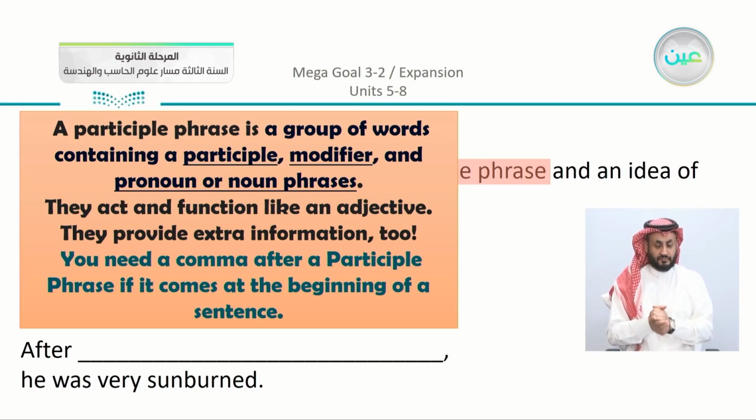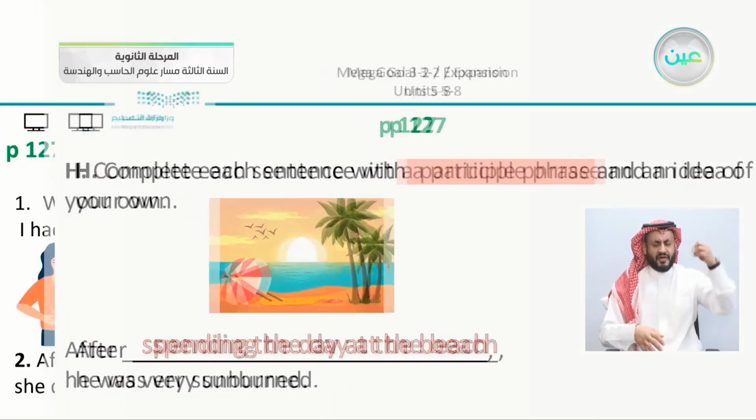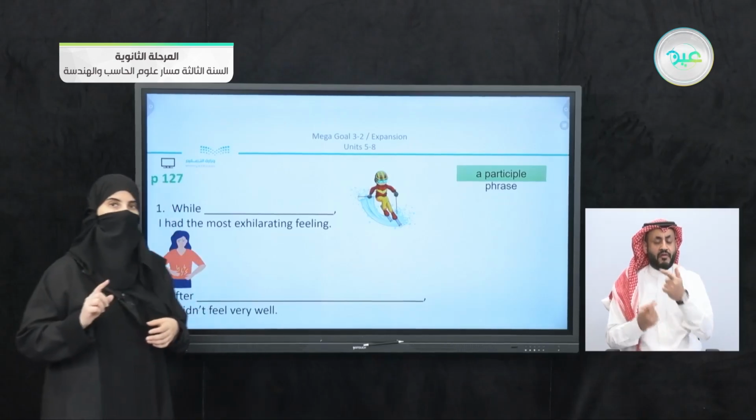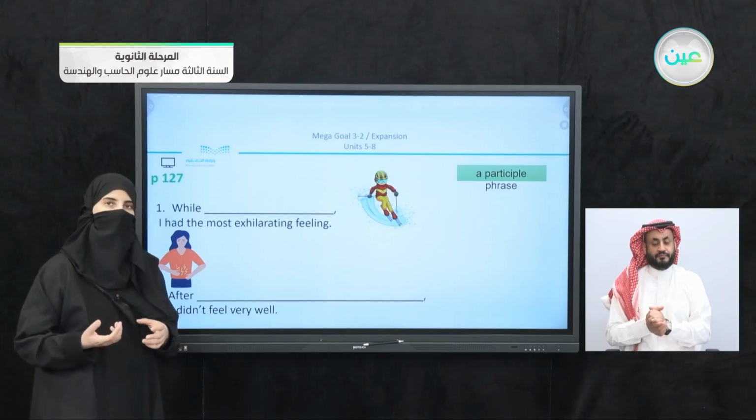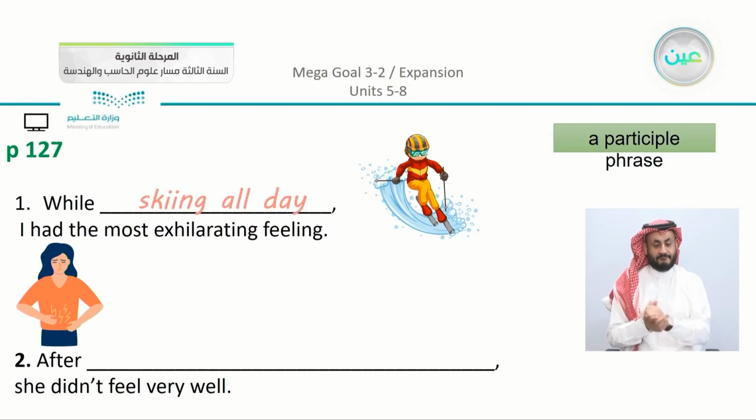Now you need a comma after a participle phrase if it comes at the beginning of a sentence, like what we applied before in our examples. Here you can see that after spending the day, this is a participle phrase, we have here spending the day at the beach, he was very sunburned. So let's apply within the examples that we have here. The most important thing is to use a participle phrase. While blank, I had the most exhilarating feeling. So note that we are going to use the gerund here, or the participle phrase. Now we can say, while skiing all day.